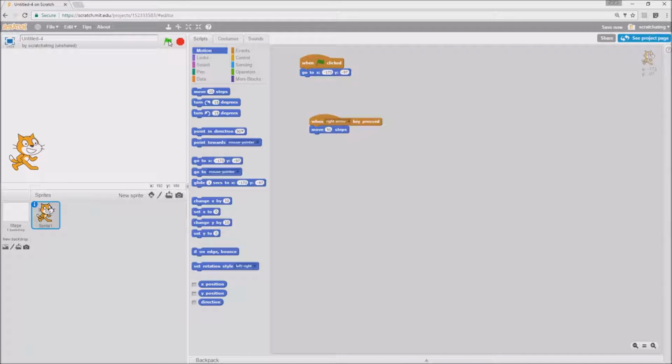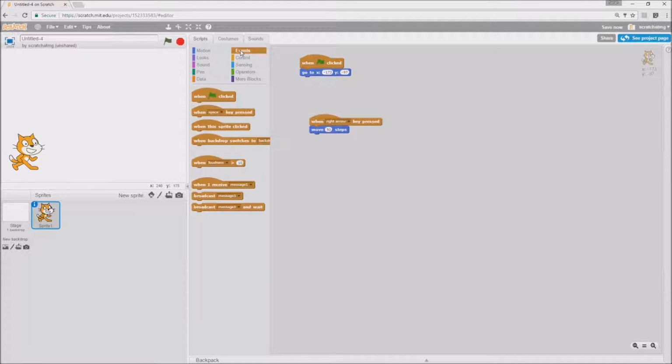So let's do that again. Green flag is clicked. He's going to be here. We'll press the right arrow. He's going to move 50 steps. He can't go any further. So when we start over with the green flag, he's going to go back to where he started.